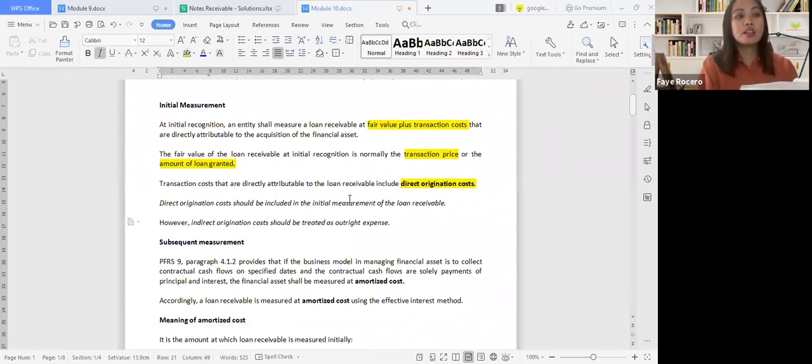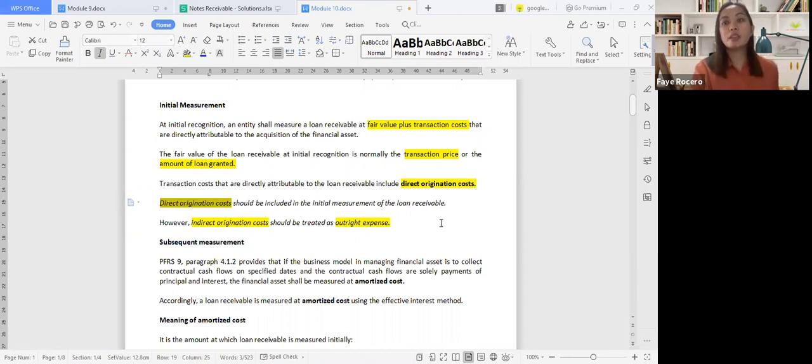So we're going to discuss later on what these direct origination costs are. There could also be indirect origination cost. If it's indirect, recognize as outright expense. Again, if it's direct, recognize as part of loan receivable, or capitalized. And then indirect origination cost, outright expense.